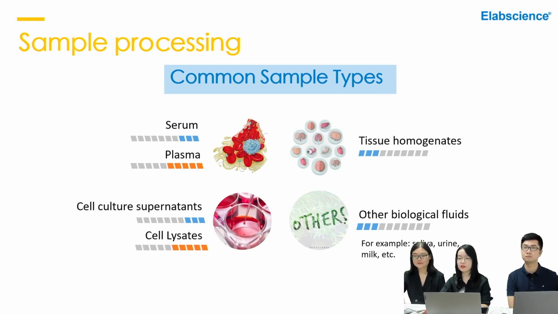First, let's take a look at the sample processing. The common sample types used in ELISA experiments include the serum, plasma, cell supernatant, cell lysates, tissue homogenates, as well as some other biological fluids such as saliva, urine, milk, and so on. Different sample types require different preparation methods, and good quality samples are the first step to ensure the accuracy of test results.